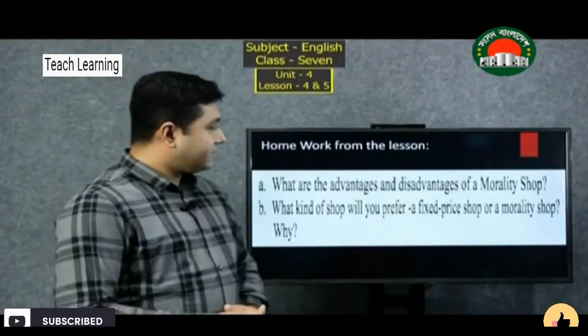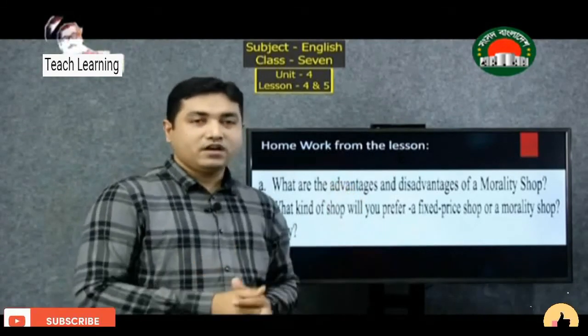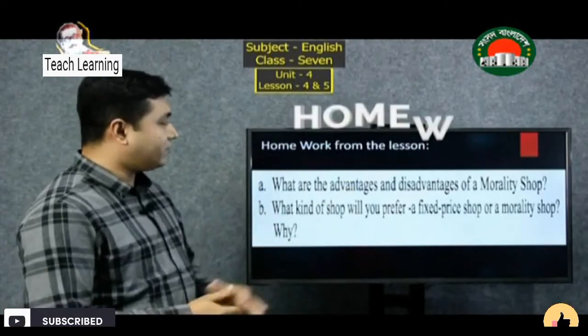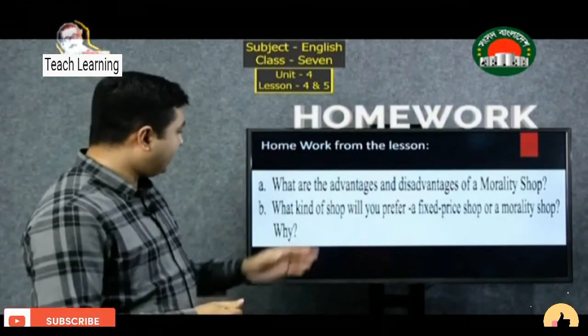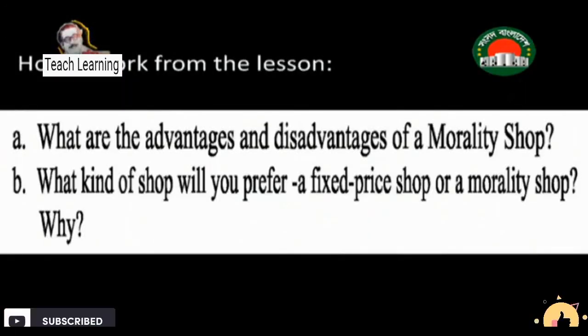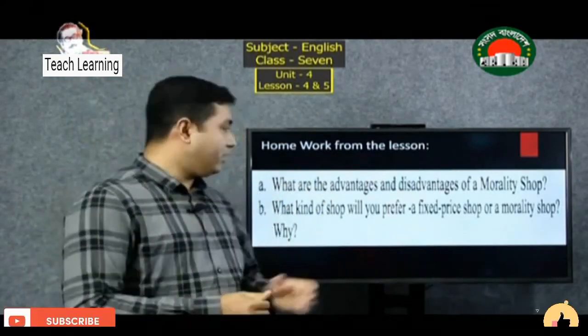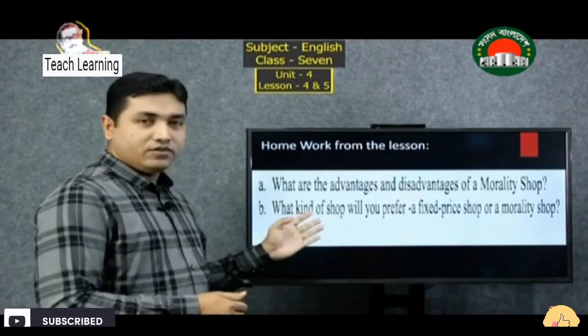So dear students, this is what the passage is all about. Now as usual, I will give you some homework from this lesson. Number one, what are the advantages and disadvantages of a morality shop? You have to write the answer. And number B, what kind of shop will you prefer, a fixed price shop or a morality shop? Why? So there are two questions here. You have to read the text and answer the questions.